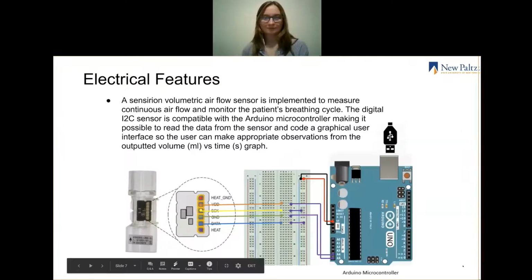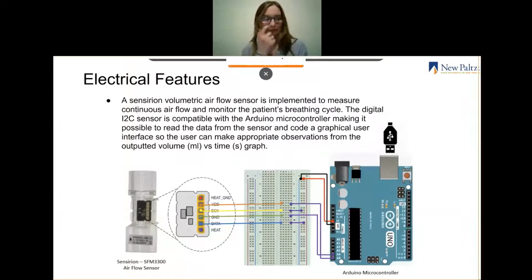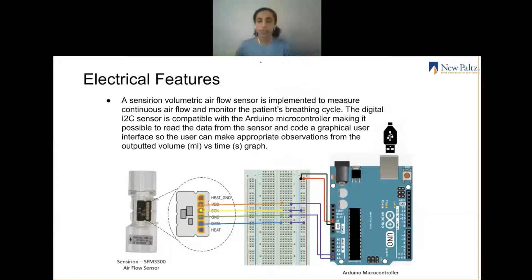Regarding electronic features, a Sensorian volumetric airflow sensor is implemented to measure continuous airflow and monitor the patient's breathing cycles. The digital I2C sensor is compatible with the Arduino microcontroller, making it possible to read the data from the sensor and code a graphical user interface so the user can make appropriate observations from the outputted volume versus time graph. To be able to make any circuitry connection with the sensor, wires were carefully soldered to the PCB board of the sensor. As can be seen in the figure, this is the circuit schematic containing both the sensor and Arduino.